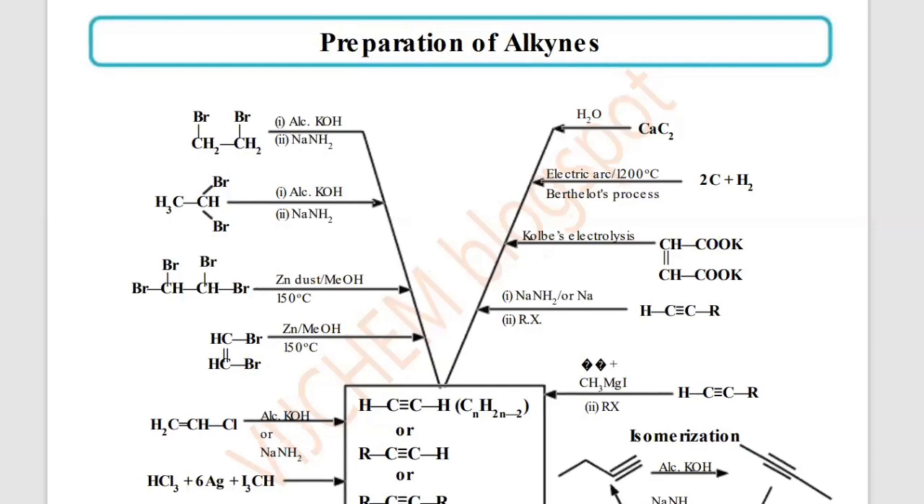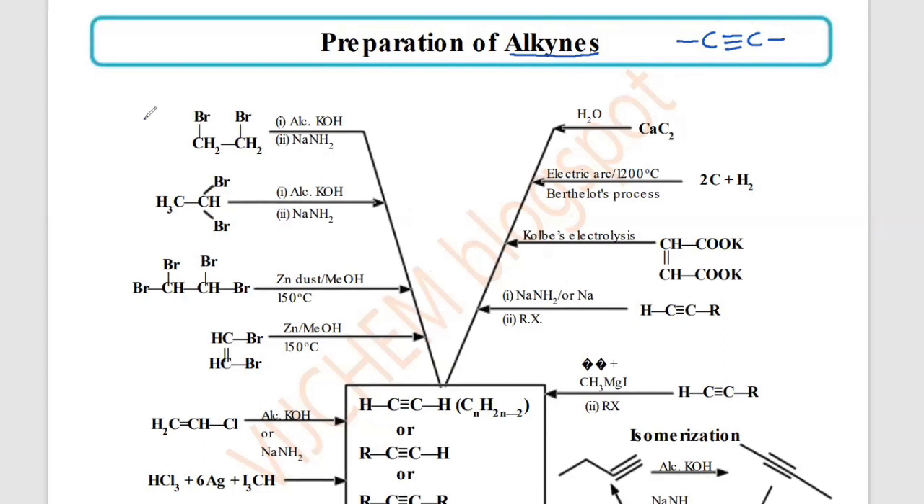Okay, today we are going to start with the new topic, that is preparation of the alkynes. Alkynes means wherever a triple bond is there, that is called alkynes. How to prepare the alkynes, and if you have prepared the lower alkynes, we can upgrade to the higher alkynes also. Okay, so let's start with the first reaction, which is vicinal dihalide.